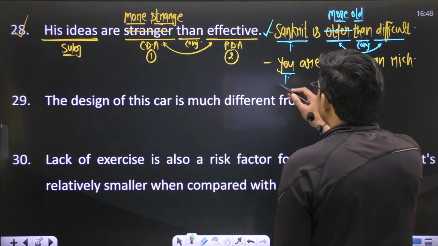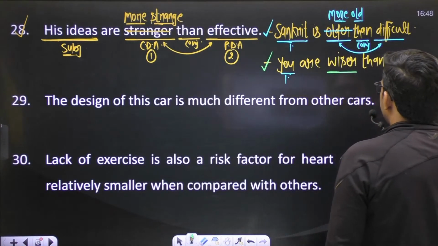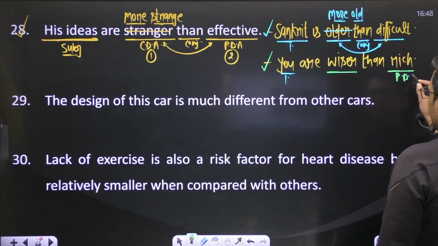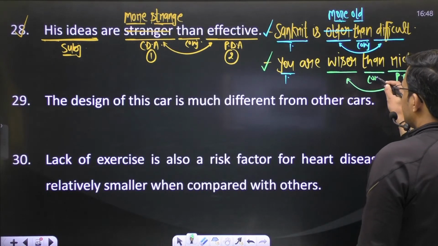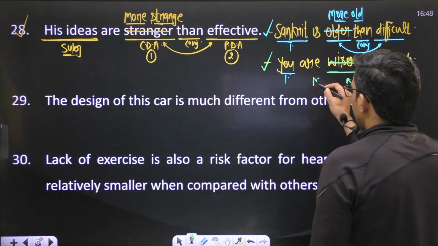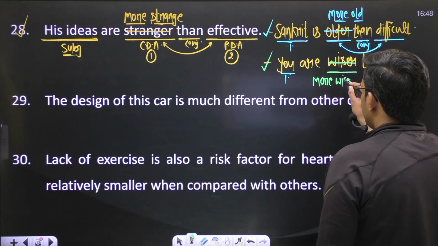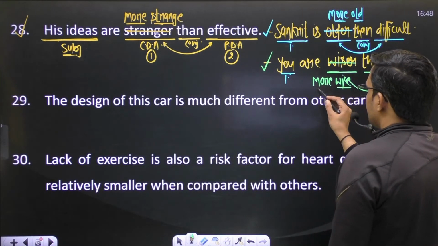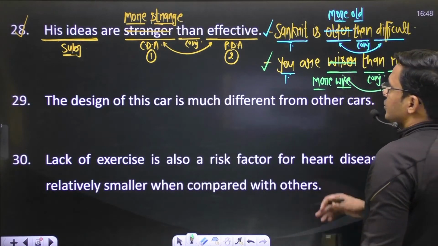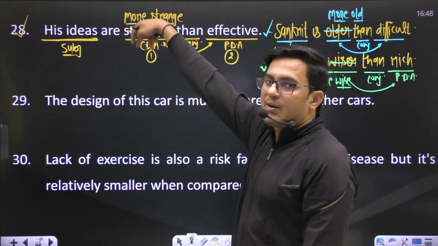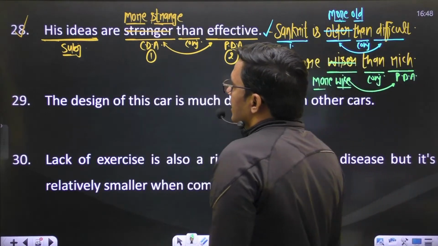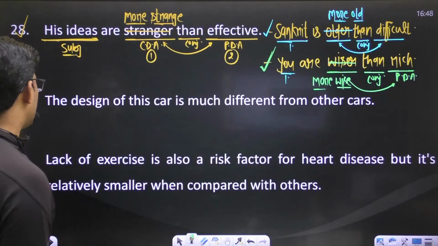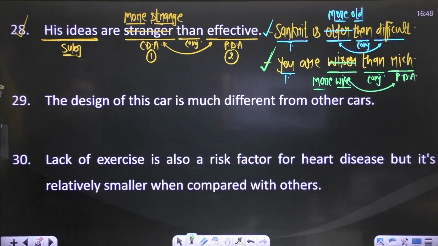Okay, in the second sentence, you are wiser, this is the comparative degree, rich is the positive degree, and both the qualities of a single person are compared with then. In this situation, don't use er format and use more plus positive degree. The sentence will be like, you are more wise than rich. So the same thing happens here in the last sentence. His ideas are more strange than effective.